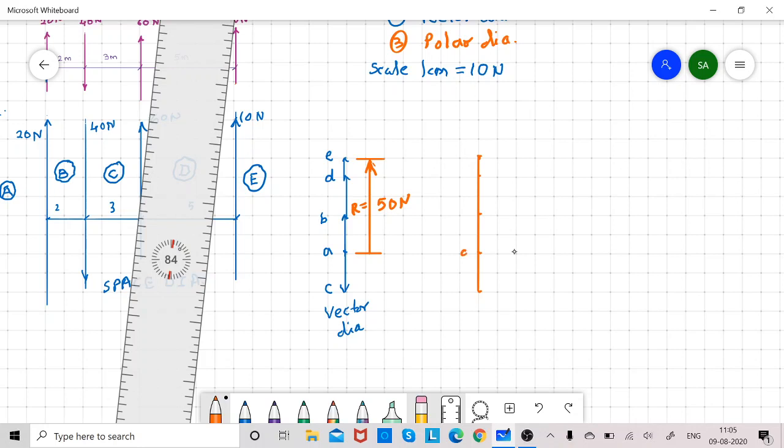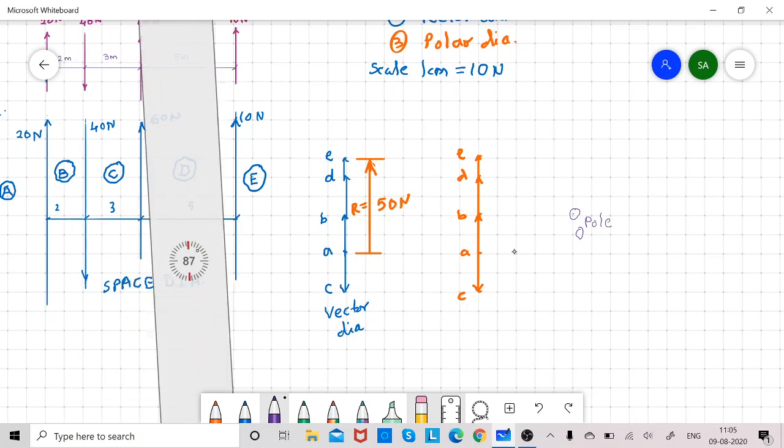This is A, this is C, this is B, this is D, and this is E. Now select any point, which is known as pole, anywhere, either right side or left side. Select a point which is known as pole, mark it as O. O is pole.